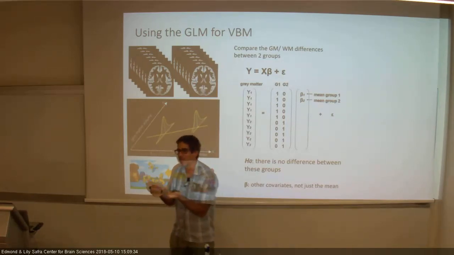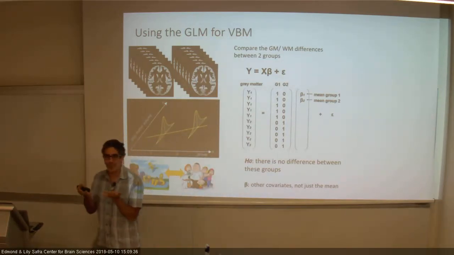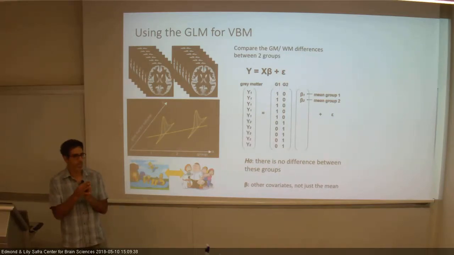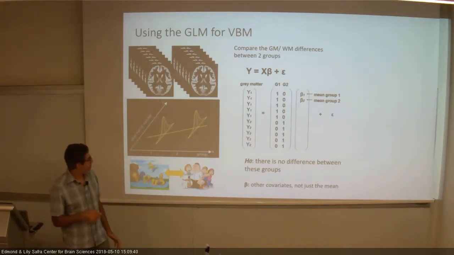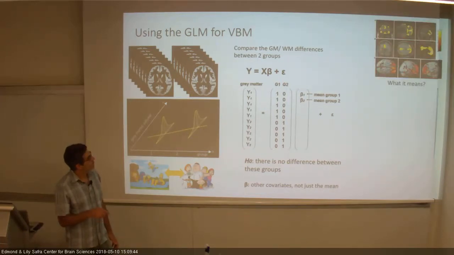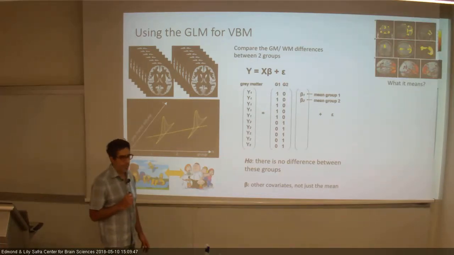And we have a way to compare groups, essentially without any prior besides putting them in this same common space and smoothing them. And we'll have statistics that will allow us to get this. What does it mean?